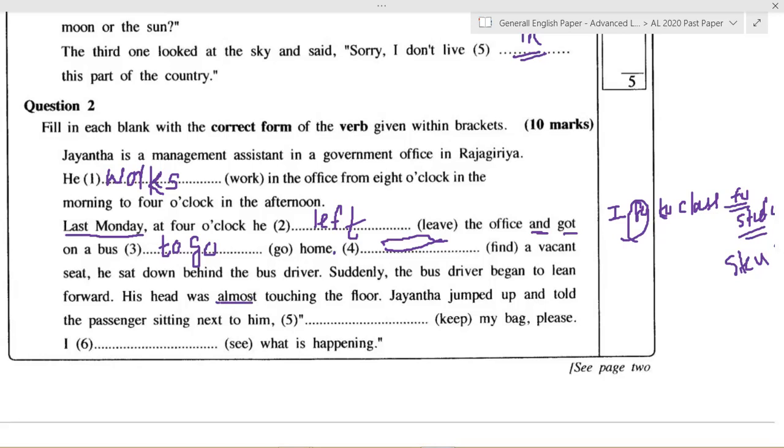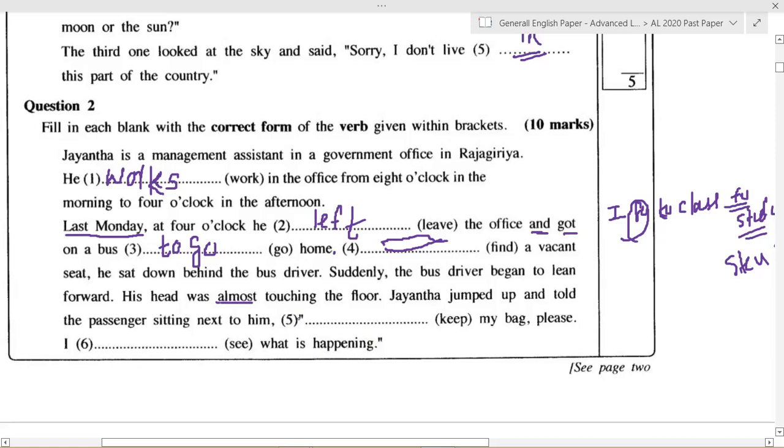Full stop. Okay. Jayanta jumped up and told the passenger sitting next to him, comma, then within inverted commas, this is direct and indirect speech pattern. So that's a separate lesson. You can watch that lesson as well on my YouTube channel. So when you are reporting, this is called direct and indirect or reported speech. You're reporting what somebody was saying.